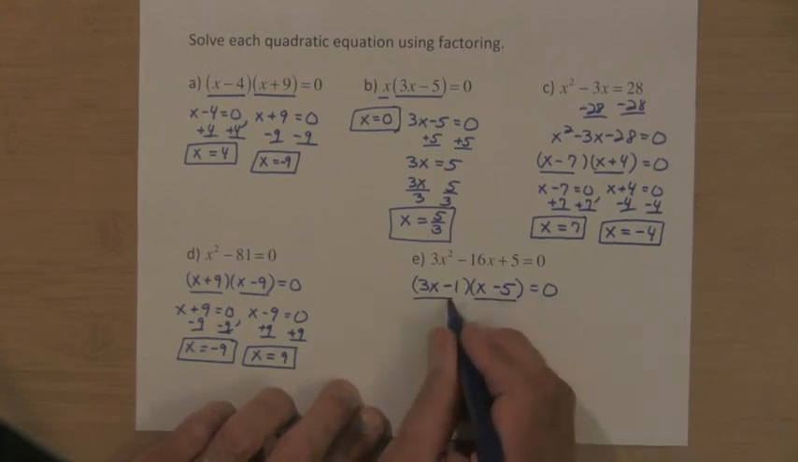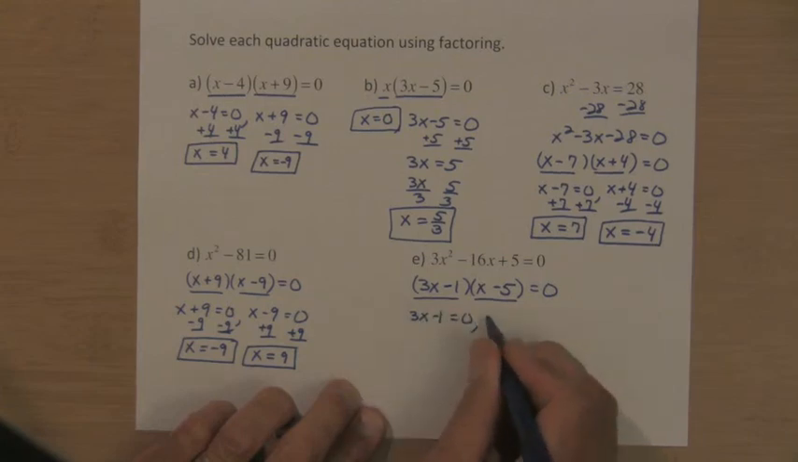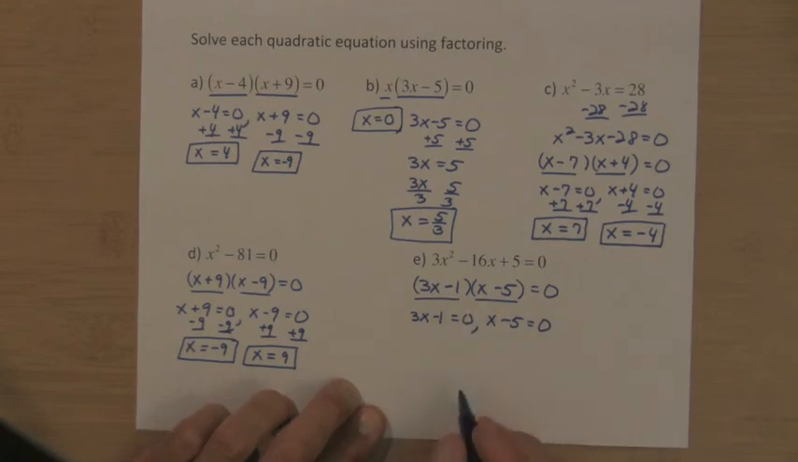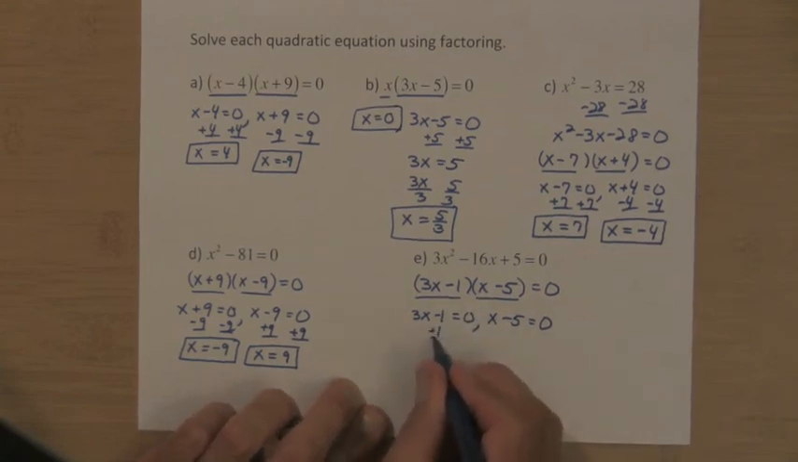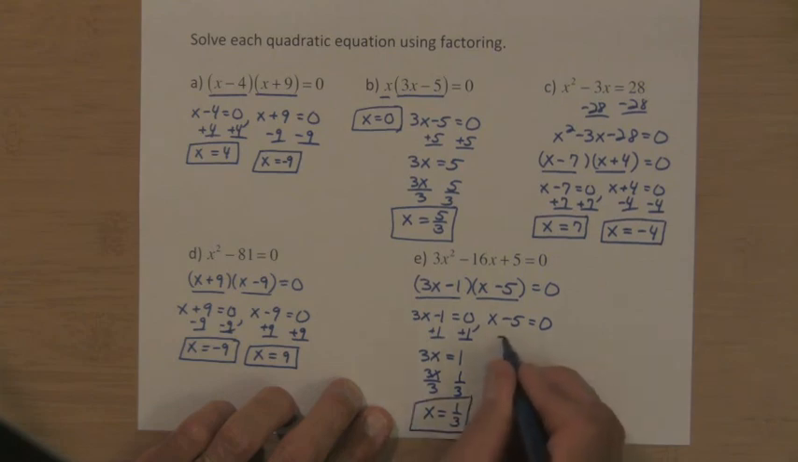These 2 multiplied equals 0. So that means either 3x minus 1 equals 0 or x minus 5 equals 0. So I solve those 2 equations for x. The first one, add 1 to both sides, and I get 3x equals 1. Divide both sides by 3 to get x by itself, and my solution is x equals 1/3. So there's one of my solutions. The other one, solve this equation for x, add 5 to both sides, and I get x equals 5.